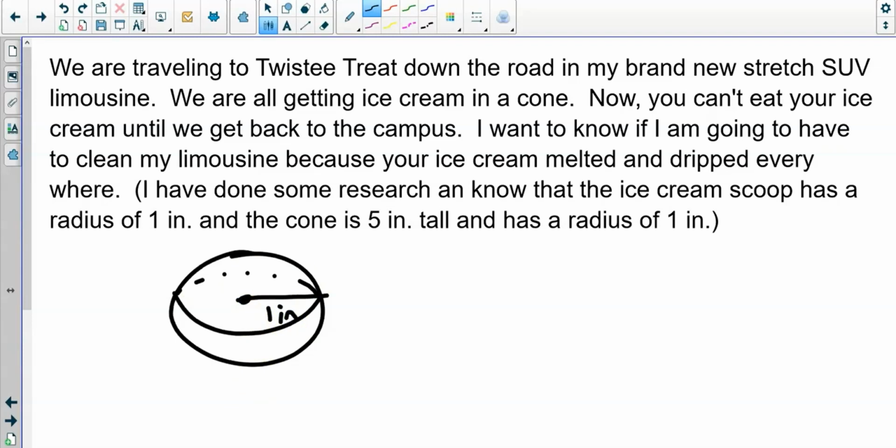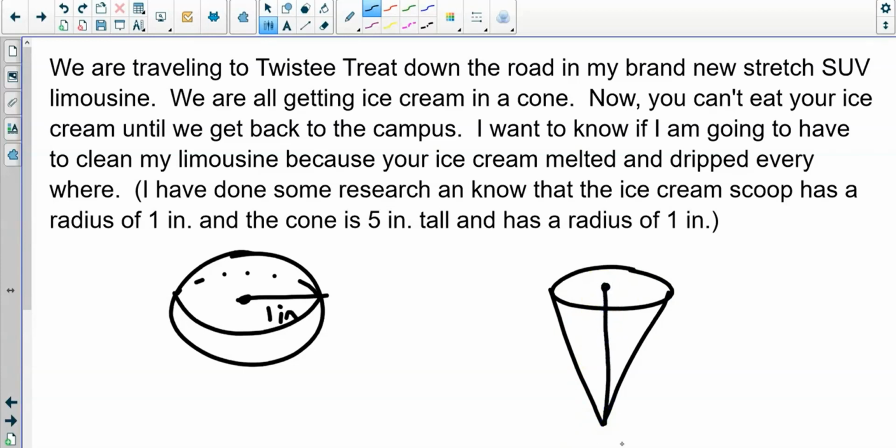Over here, cones, exactly as it sounds, ice cream cones. There's my ice cream cone. It is 5 inches tall, and it has a radius of 1 inch. So the first thing you need to do is find the volumes for these. Go ahead and do that.